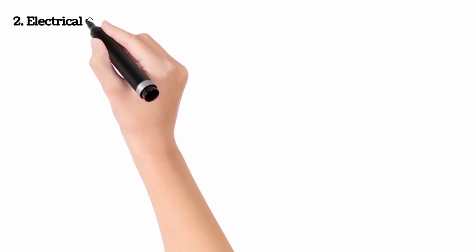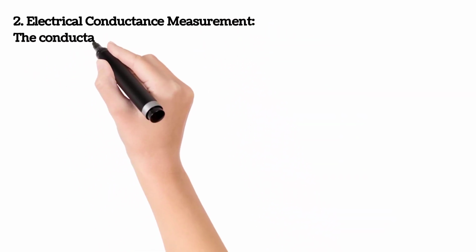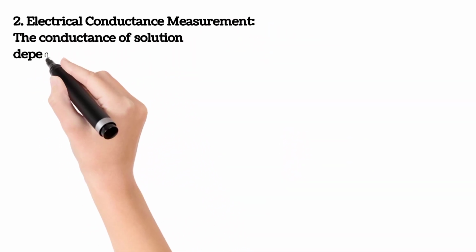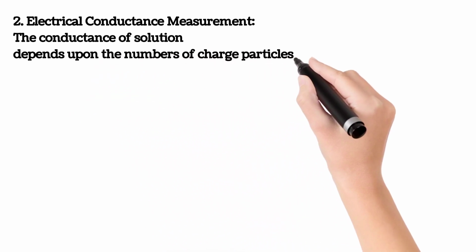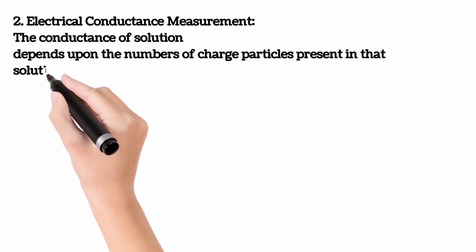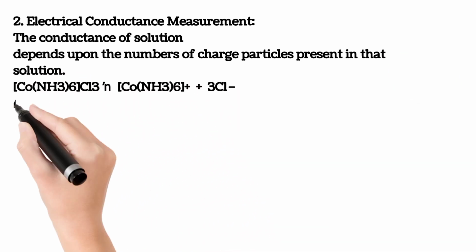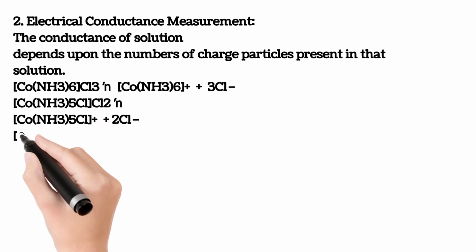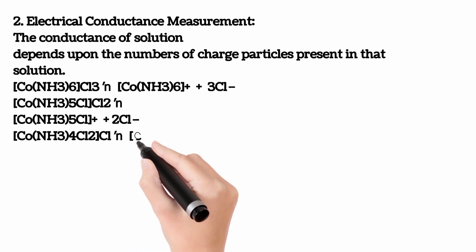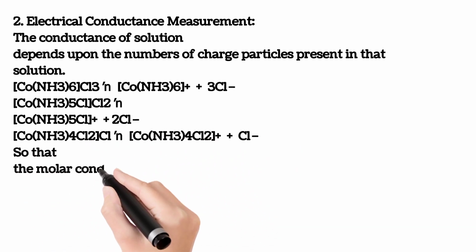2. Electrical conductance measurement. The conductance of a solution depends upon the number of charged particles present in that solution. [Co(NH3)6]Cl3 → [Co(NH3)6]3+ + 3Cl-. [Co(NH3)5Cl]Cl2 → [Co(NH3)5Cl]2+ + 2Cl-. [Co(NH3)4Cl2]Cl → [Co(NH3)4Cl2]+ + Cl-.